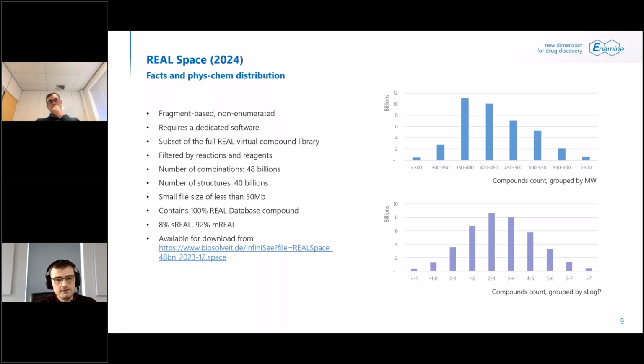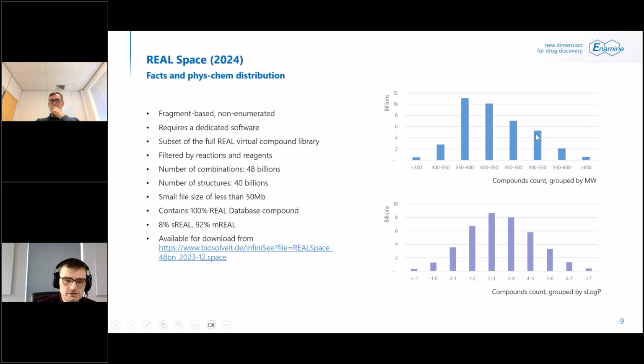So in real space, there are about 80% of S-real compounds and 92% of M-real compounds. S-real is less expensive, let's say more affordable. And the whole file, as an example, you can download from our friends at BioSolveIT. This is a company with which we have established a collaboration, and we actually created together with them the first version of the space back in 2018.